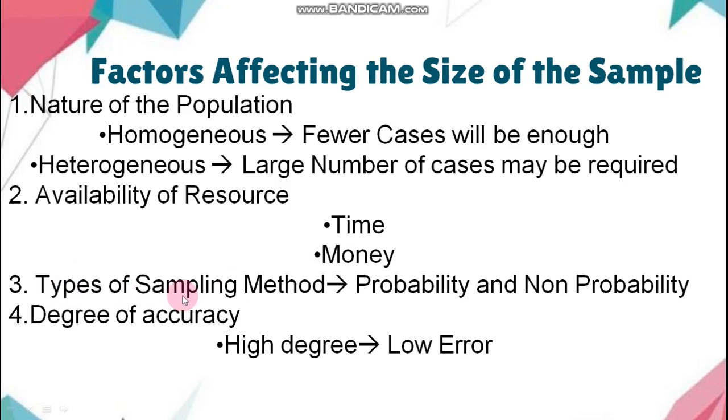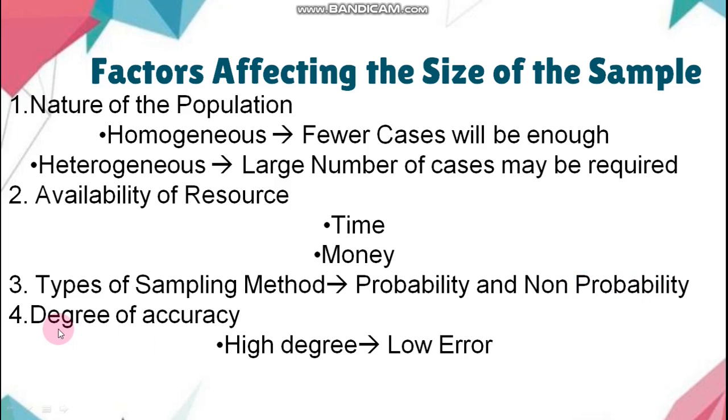Next one is types of sampling method. Sampling method classified into probability sampling method and non-probability sampling method. If the researcher knows the population size, he could adopt any one of the probability sampling method. Otherwise, he has to follow non-probability sampling techniques.